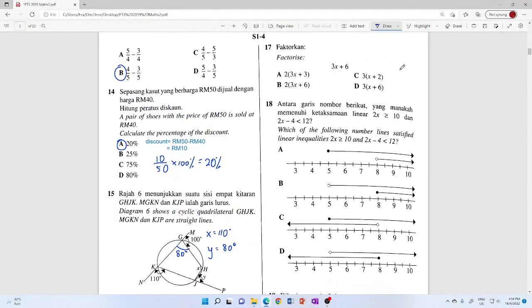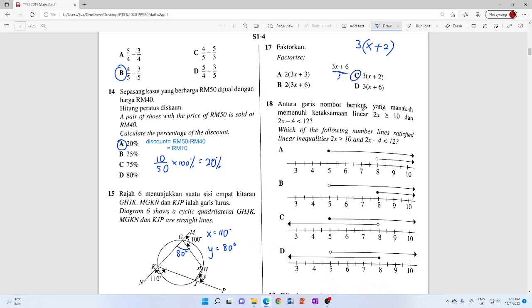Question 17. Factorize. For factorize, we need to see these 3 and 6. These two numbers can be divided by 3. So both can be divided by 3. That means we take out the 3 and when 3 divided by 3 may remain is x, plus 6 divided by 3 is 2. So the answer is C.